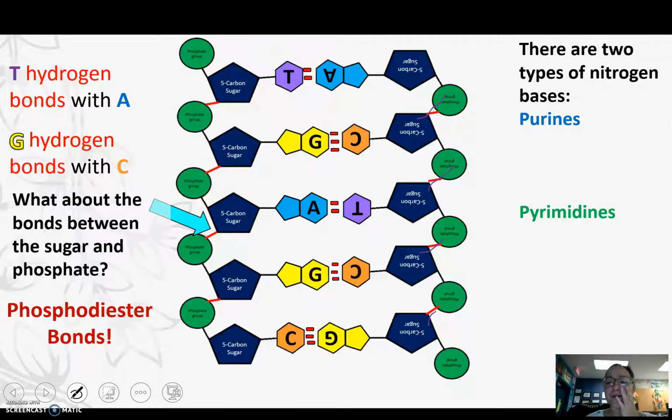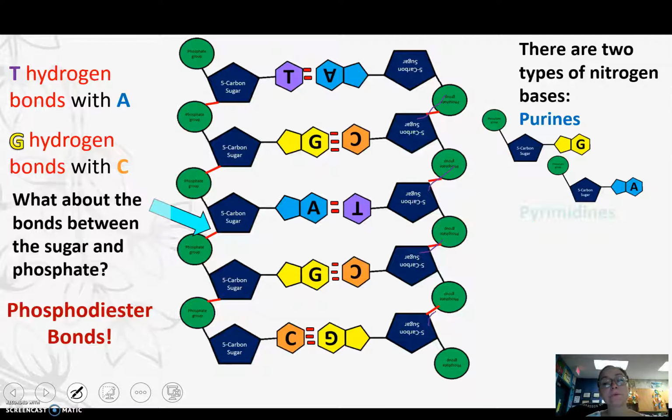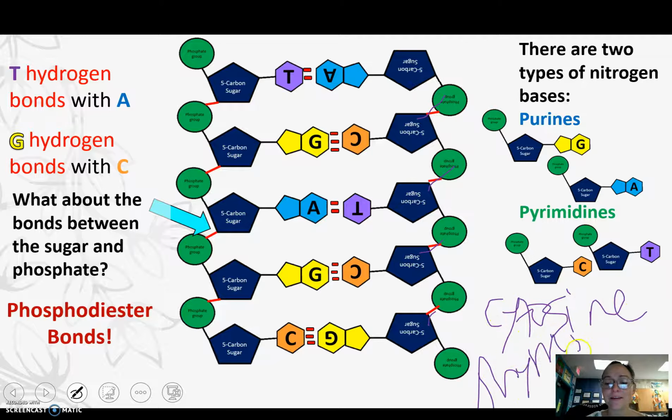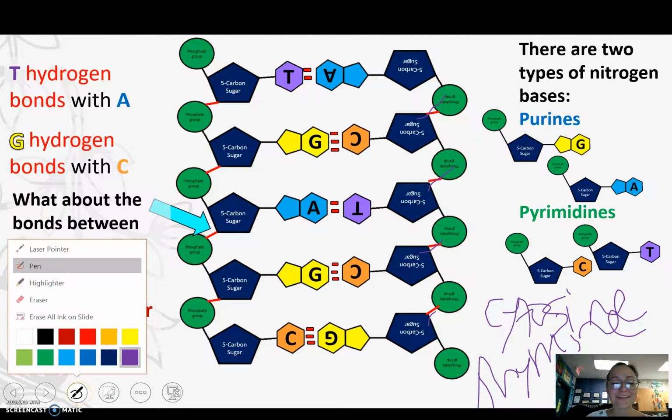But before that, there are actually 2 kinds of nitrogen bases, and you can tell by looking at them that the A and the T look different, and the C and the G look different. When we classify these, purines have a double ring structure, and pyrimidines have a single ring structure. The way I remember this is that cytosine and thymine both have Y's in them, and so does pyrimidine. That's just the easy way that I remember it when I'm teaching.